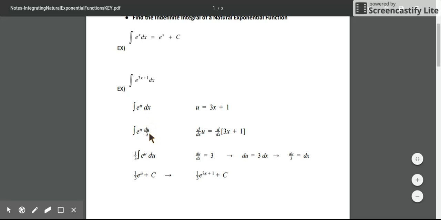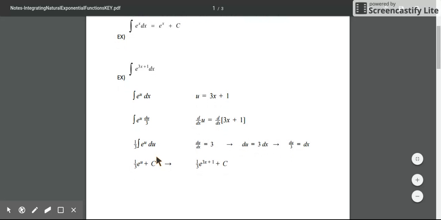So that du divided by 3 is really a constant of 1/3 that I don't need to integrate, so we'll move that 1/3 out to the front. And now we have e to the u du, so we can integrate our e to the u with respect to u. So our integration rule is just going to be e to the u plus c, and we multiply that 1/3 at the front, and then we back substitute our u value. So put 3x plus 1 in that u spot, and we're done.